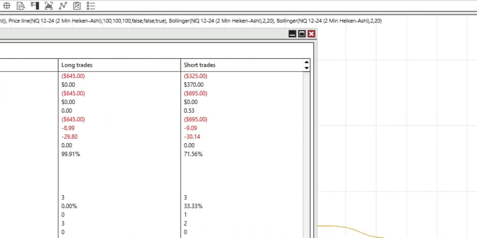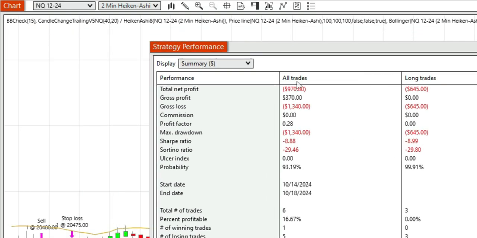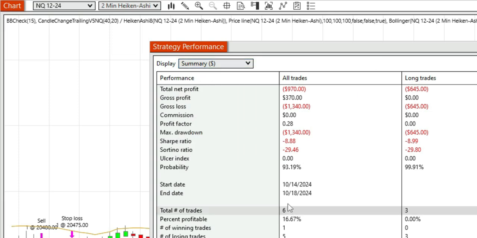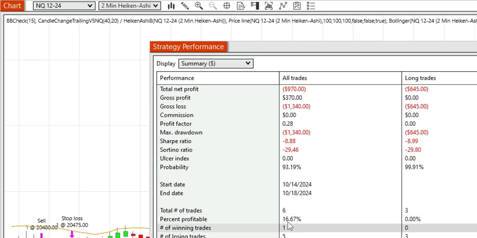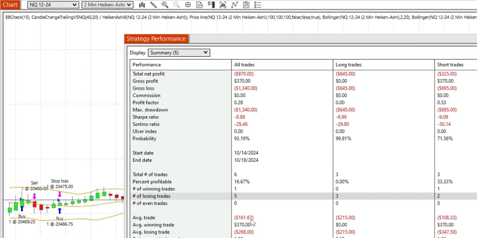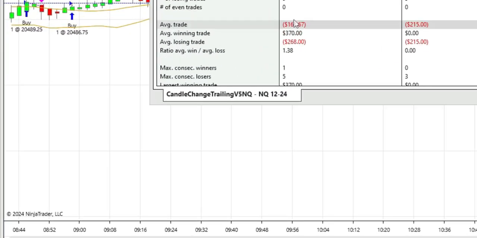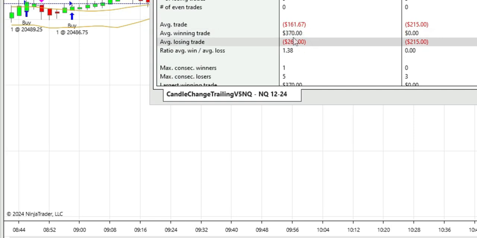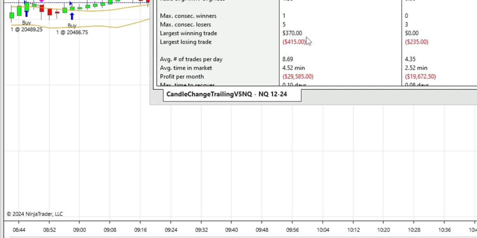My performance for today was a loss of $970, and those are big contracts. That's a big loss today, because out of six trades, only one was a winning trade, five were losing trades. But I can see why. My average trade was about negative 161. Average winning trade was 370. You can see the average losing trade was 268.